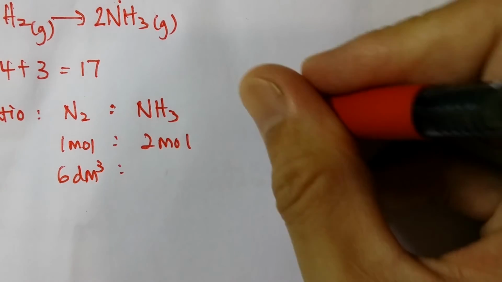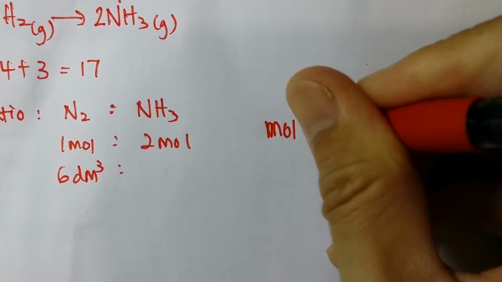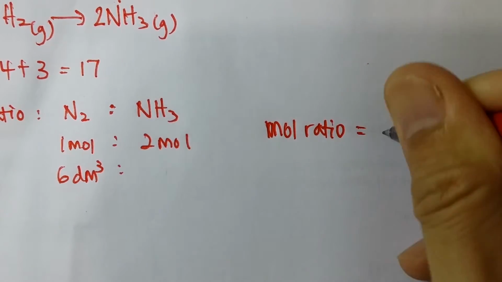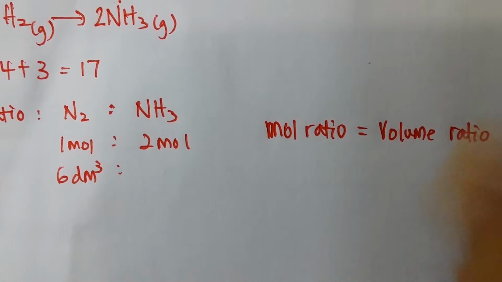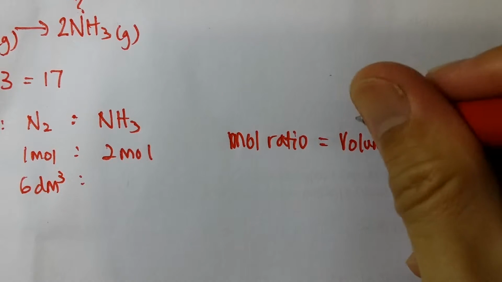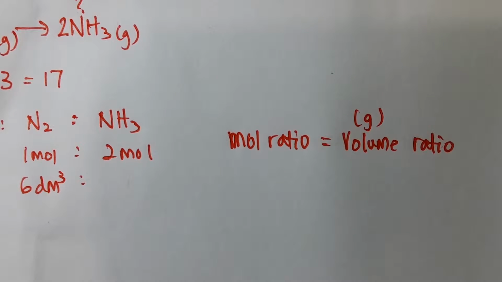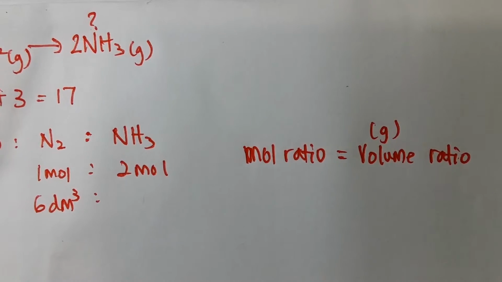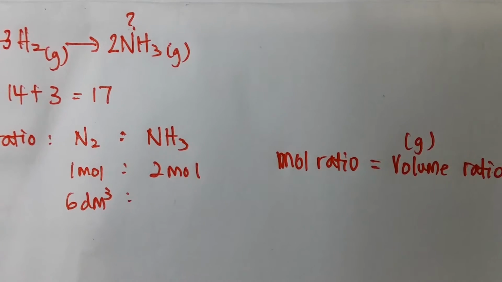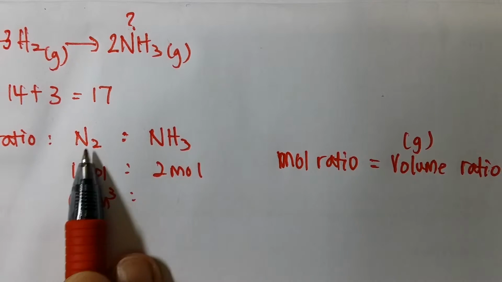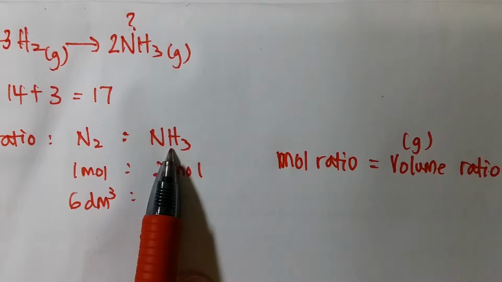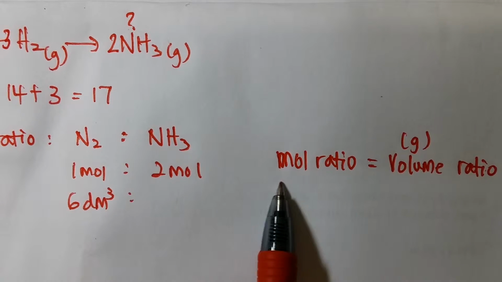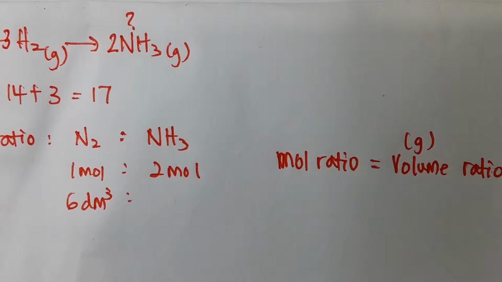Okay, so there is this thing called mole ratio equals volume ratio. Now remember, this volume is the volume of gas, not volume of liquid. Mole ratio equals volume ratio, as long as the substances that you are looking at are in gaseous state. In this case, N2 and NH3 are in gaseous state, so you can apply this concept. Mole ratio equals volume ratio.